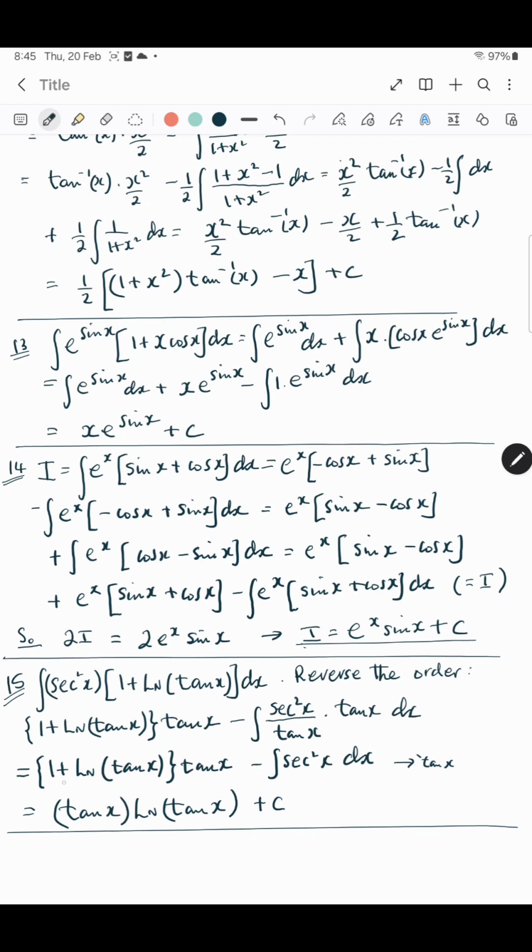So we'll then have (1 plus log tan x) times tan x minus the integral of sec squared x dx, which is minus tan x. And that then just boils down to tan x times log tan x plus c.